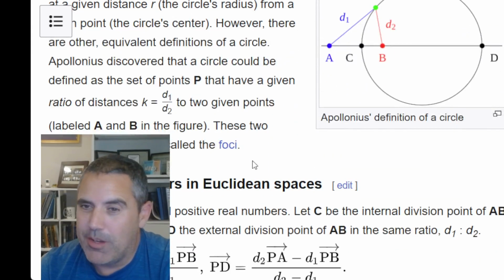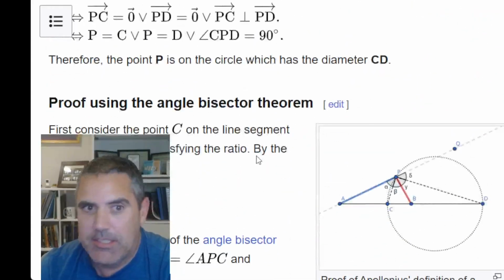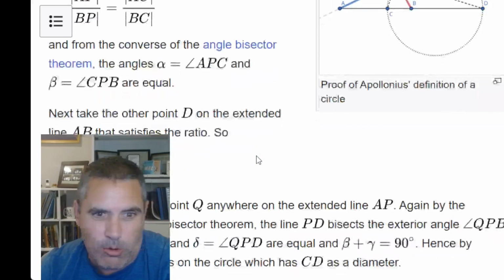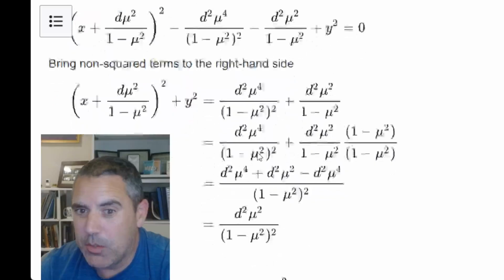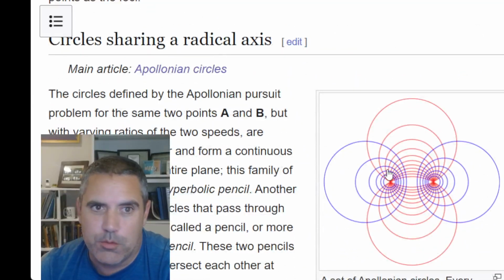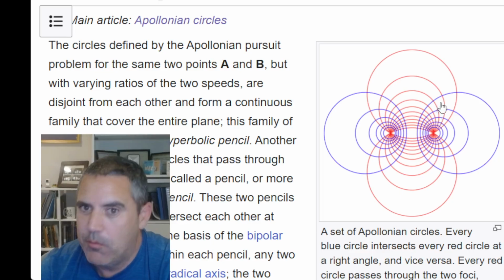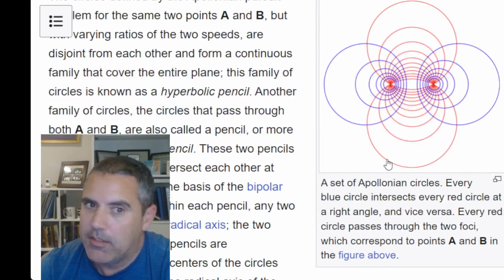But there's a bunch of other interesting things to ask. There's a whole bunch. There's art. There are things that go with this. One interesting question is, if you draw a whole bunch of them, what happens? They intersect and they're perpendicular.